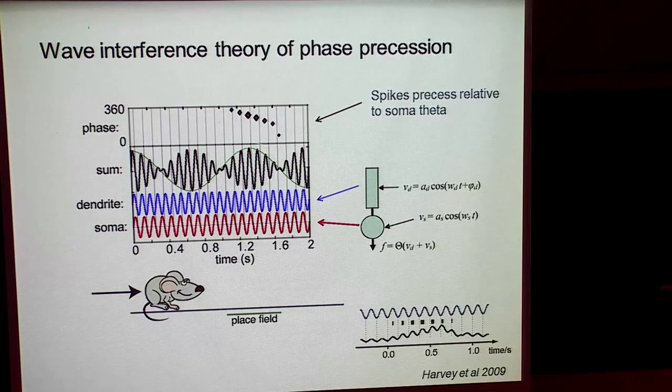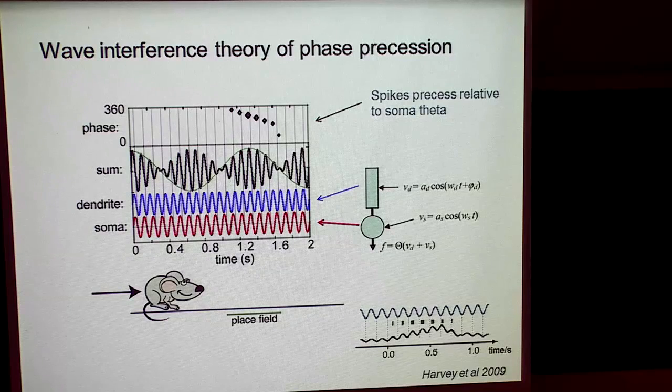And if you then compare the peaks of this internal membrane potential and the soma potential, what you see is that the peaks of these internal oscillations move relative to this external LFP. What's nice about this is it actually produces an effect which Mayank doesn't like and has an alternative model for, which is that it causes the spikes of the cell to actually precess relative to this second wave, despite the fact that the amplitude of the firing is increasing and then decreasing.